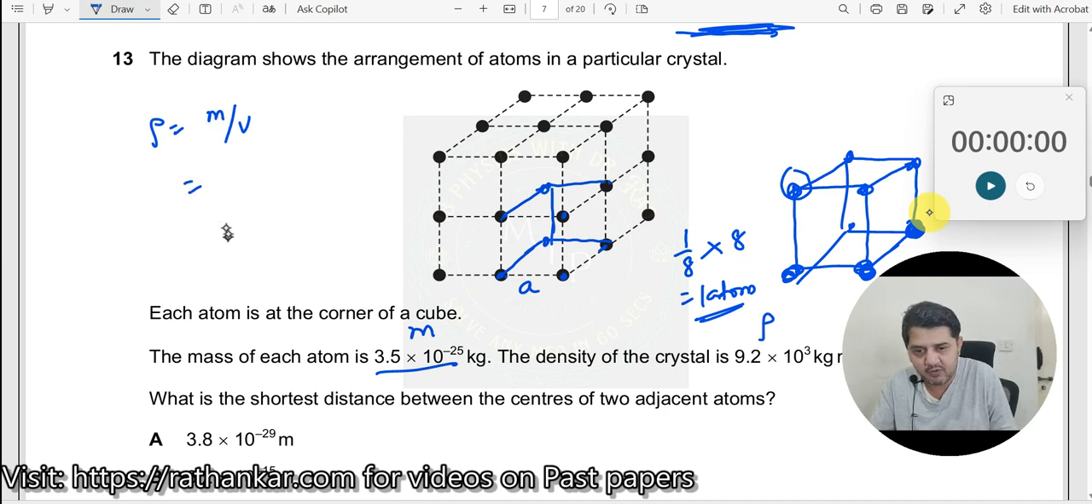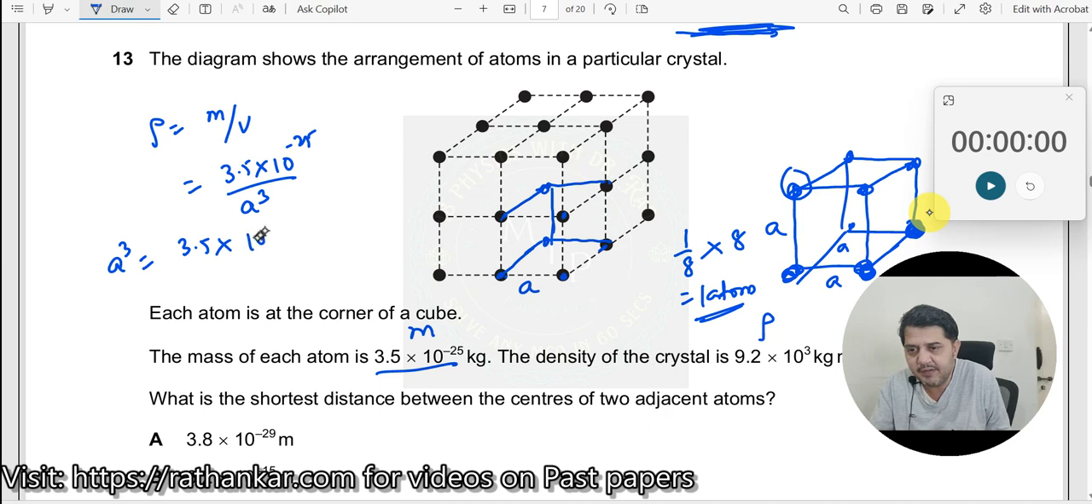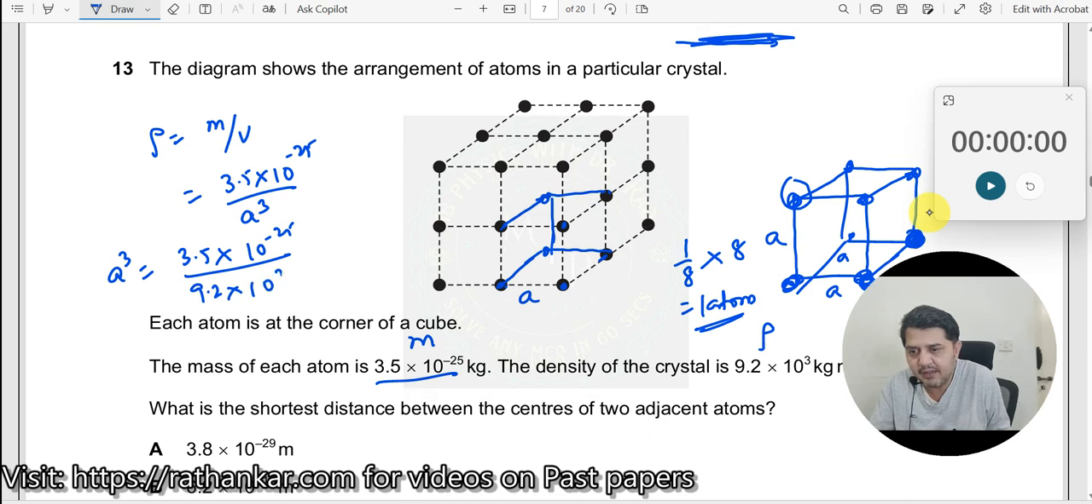So now, what is the mass over here? Mass is 3.5 into 10 to the power of minus 25 divided by volume. What is the volume here? If A is the length of each edge, this is A, this is A, X, Y, Z. There should be A cube over here. And density we already know. So A cube should now be equal to 3.5 into 10 to the power of minus 25 divided by 9.2 into 10 to the power of plus 3.